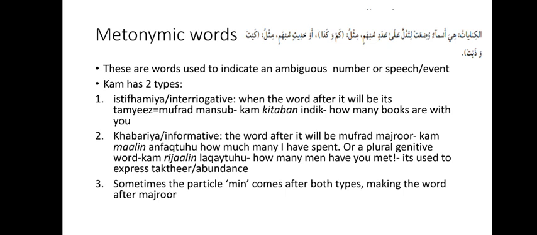For example, kam and kada. Kam and kada are used for ambiguous numbers. And you have words like kaita and dhaita, which are used to indicate events and speech which are ambiguous. So the word kam is of two types. So they are istifhamiya, which we've come across already.